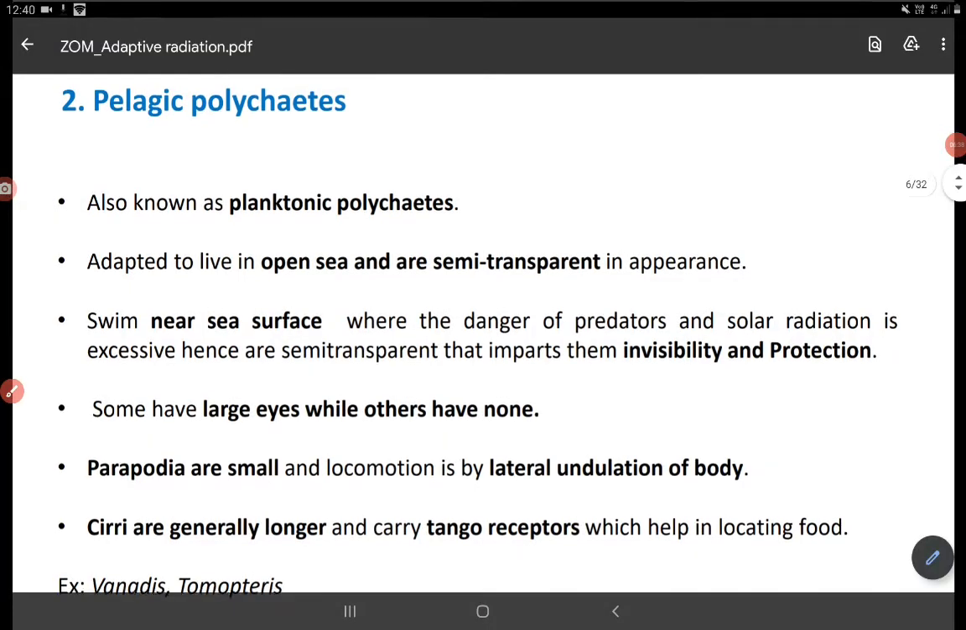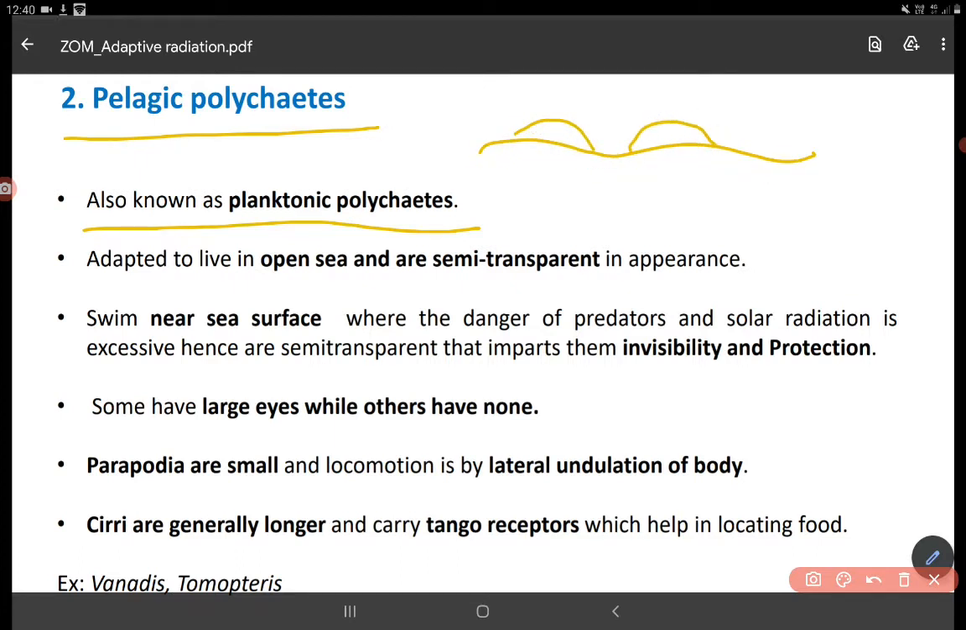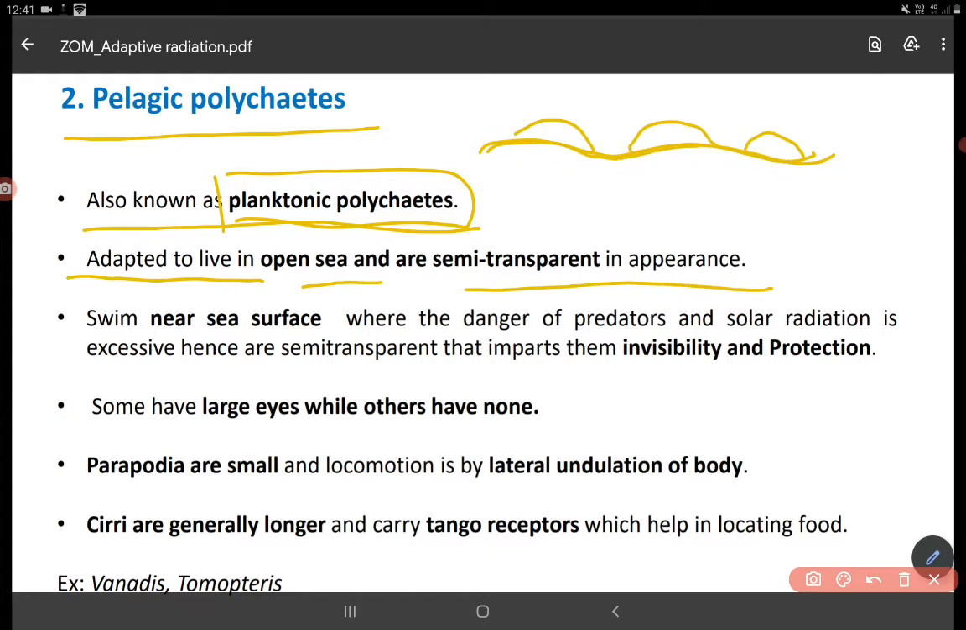So this is the second one, the pelagic polychaetes. They are also known as planktonic polychaetes because they live, as the name says, at the surface of the water. They are adapted to live in the open sea and have a semi-transparent appearance.